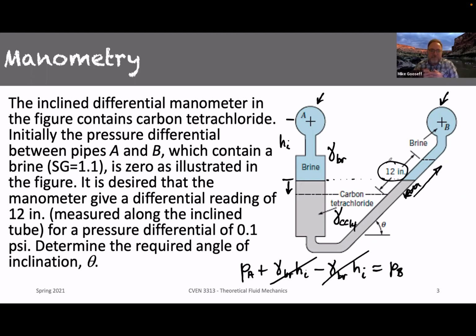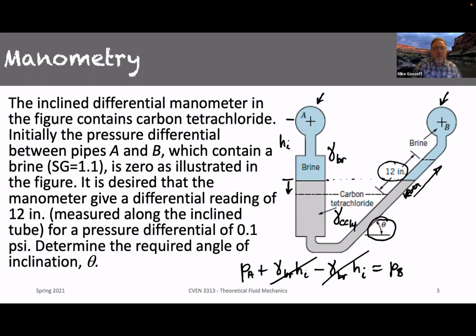But this delta L, this change in length along the slope manometer will give us 12 inches, all right? But when we have that 12-inch change, the pressure differential will be 0.1 psi. So the question is, determine the angle of inclination. What is theta? So you can see it indicated right here. What is theta for delta P between A and B of 0.1 and this 12-inch change? In other words, for a really small change in pressure, you can see we have a really big change in our delta H here. All right.